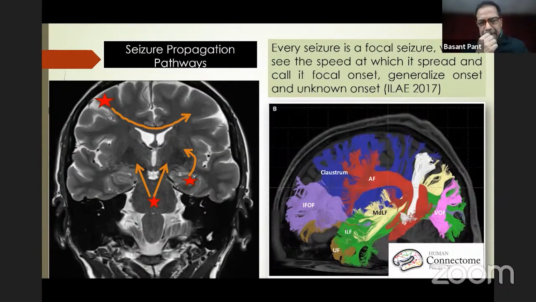And this concept of onset was incorporated in the ILAE classification of 2017, where they say focal onset, generalized onset, and unknown onset. So the most important part of epilepsy management, especially for epilepsy surgery, is where the epilepsy is generating from. The first part of the semiology, the first part of the EEG, everything, the first part is the most important part.